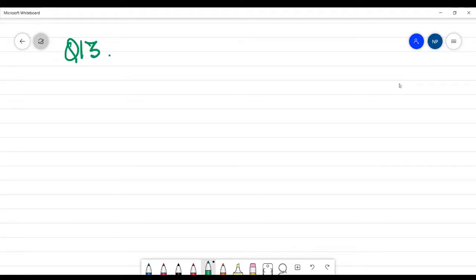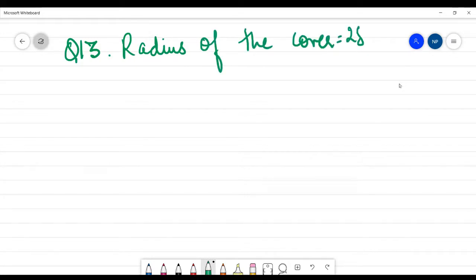Question number 13 states, a round table cover has 6 equal designs as shown in the figure 12.14. If the radius of the cover is 28 cm, find the cost of making the designs at the rate of rupees 0.35 per centimeter square. Okay, so first of all, we are going to write what is given to us. Radius of the cover, that is 28 centimeter.